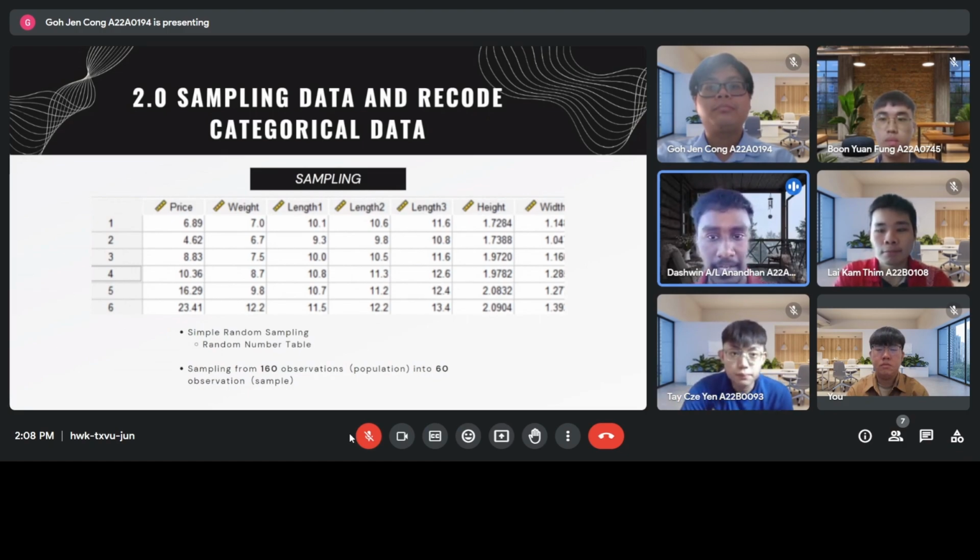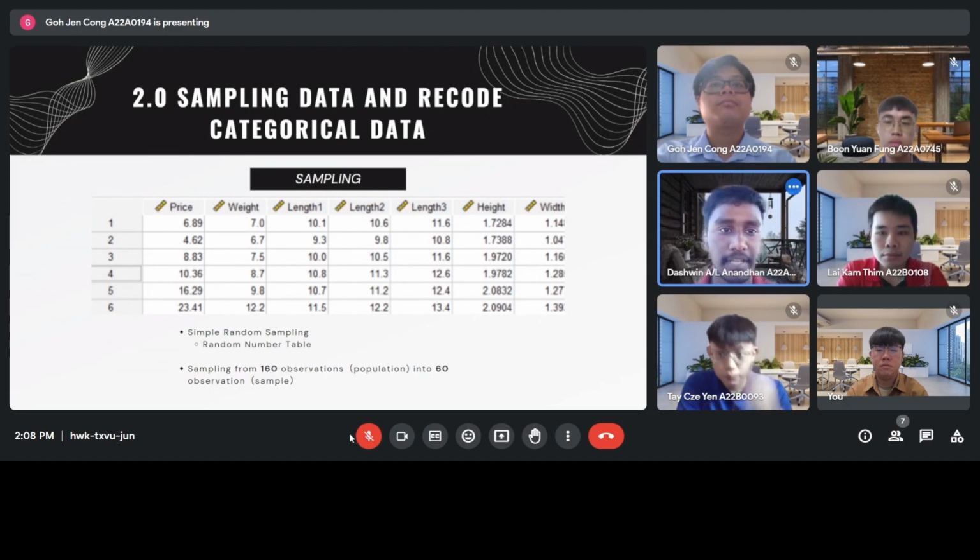With these variables in hand, we proceed to conduct the sampling process. By using simple random sampling, every fish in the population had an equal chance of being selected for the sample. Once the sampling was completed, we divided the data into separate variables for further analysis. This division allows us to explore each variable's characteristics and relationships, enabling us to make meaningful inferences about the population. Second slide, please.